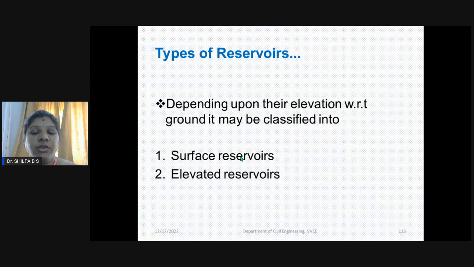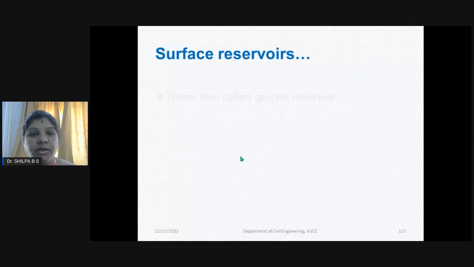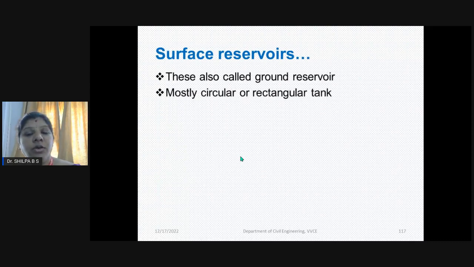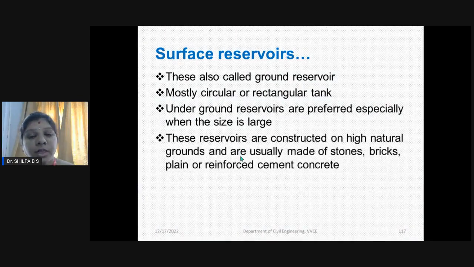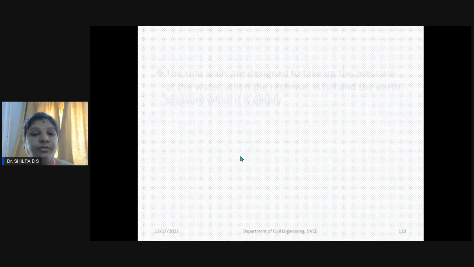So types of reservoirs, depending upon the elevation with respect to the ground, we can classify as surface reservoirs and elevated reservoirs. Surface reservoirs we also call ground reservoirs. Most of the time they are circular or rectangular in shape. Ground reservoirs are preferred when a large size is provided. These reservoirs are constructed on high natural grounds.